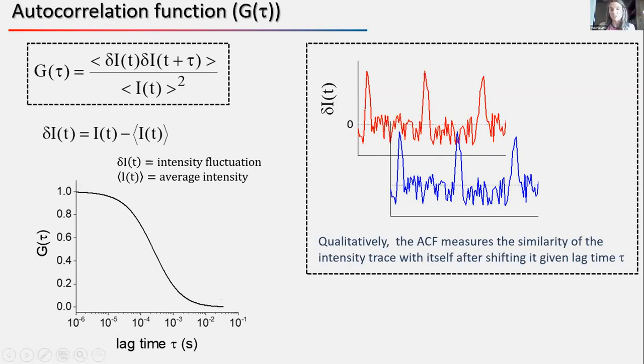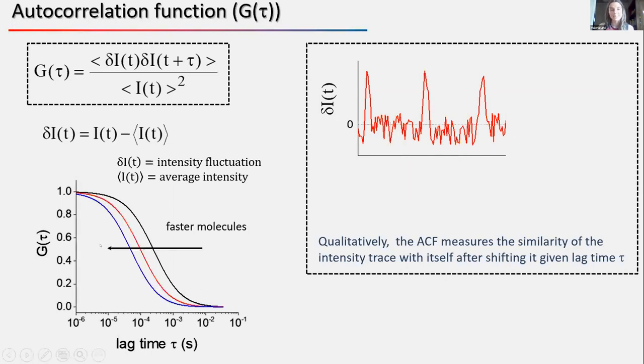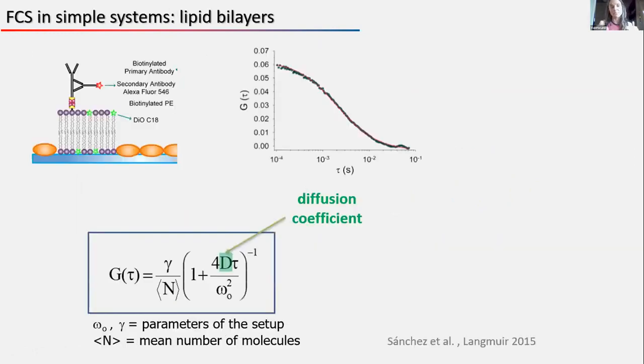If the fluctuations last less time because molecules move faster through the observation volume, the autocorrelation function will decay earlier. So you can see here that from the analysis of the autocorrelation curve, you can obtain information regarding the mobility of the molecules. So in very simple systems, for example, this one that we studied a long time ago, let's say a protein which is fused to a fluorescent protein attached to a lipid bilayer.